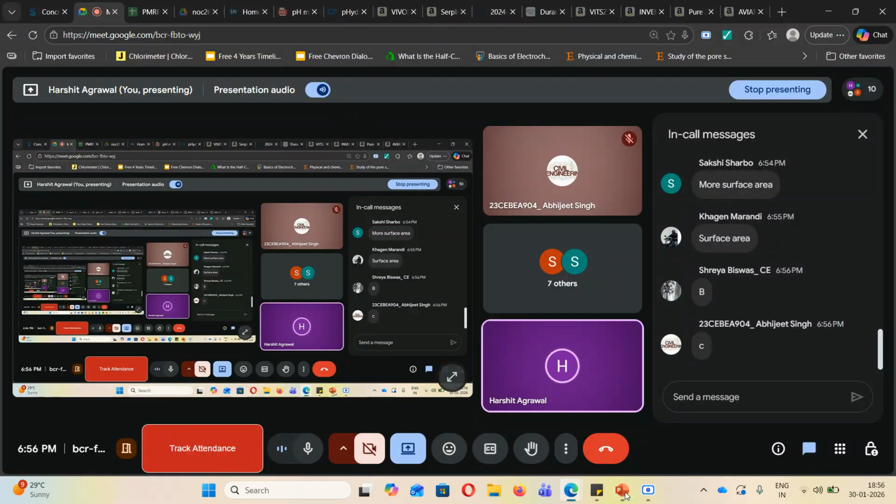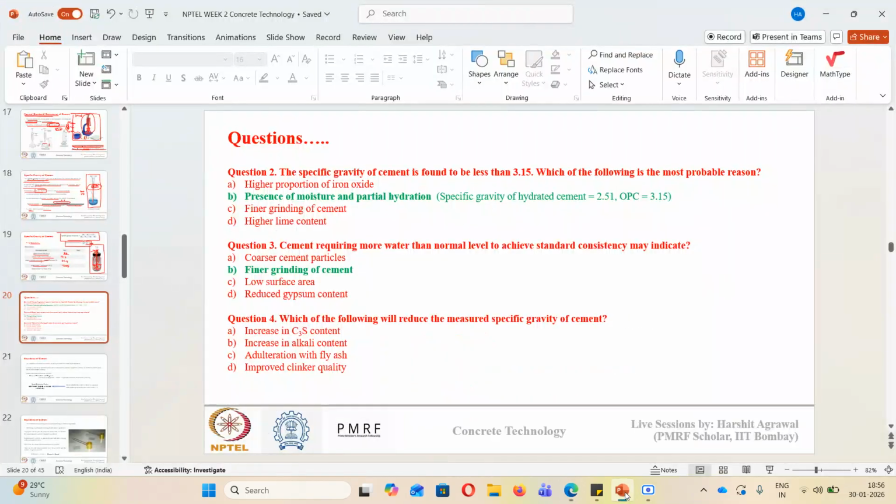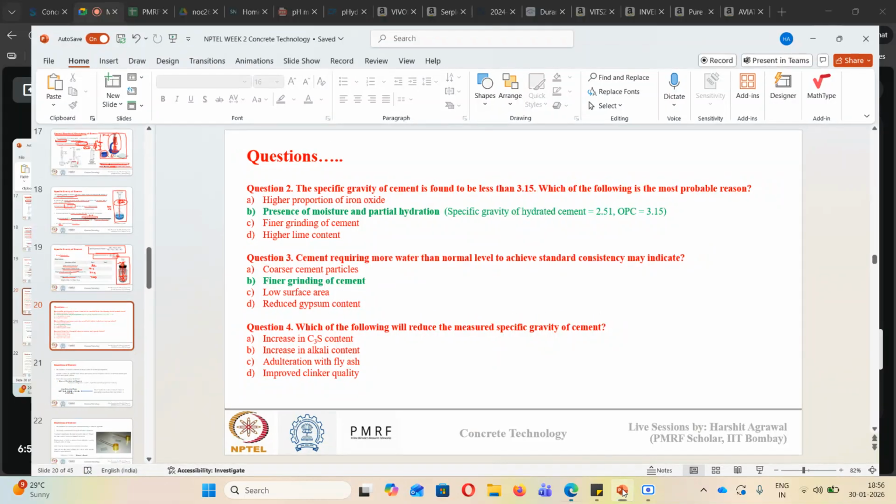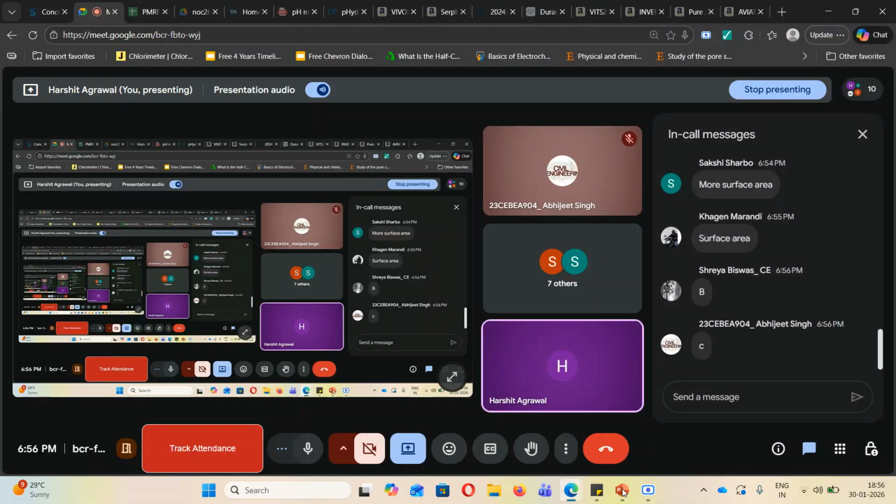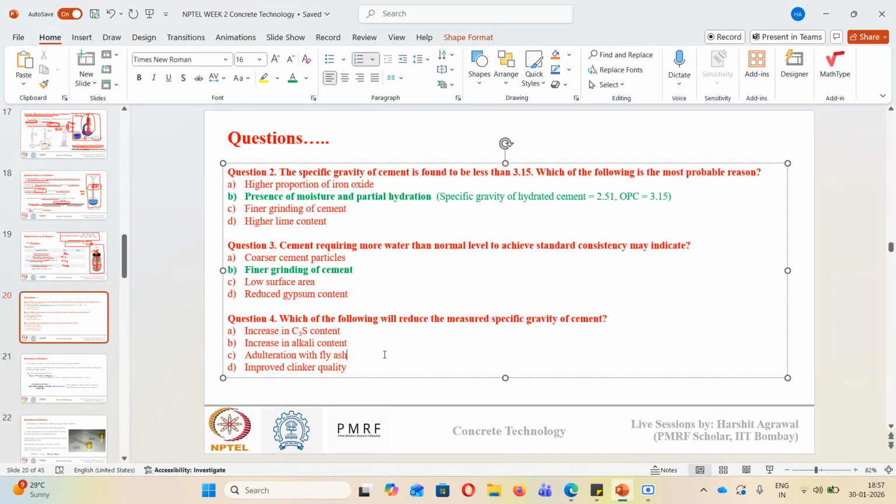Can anyone of you tell me why B or why C? How will an increase in alkali content reduce the specific gravity of cement? And why will adulteration with fly ash reduce the specific gravity of cement? Okay, so the correct answer for this is C, adulteration with fly ash.